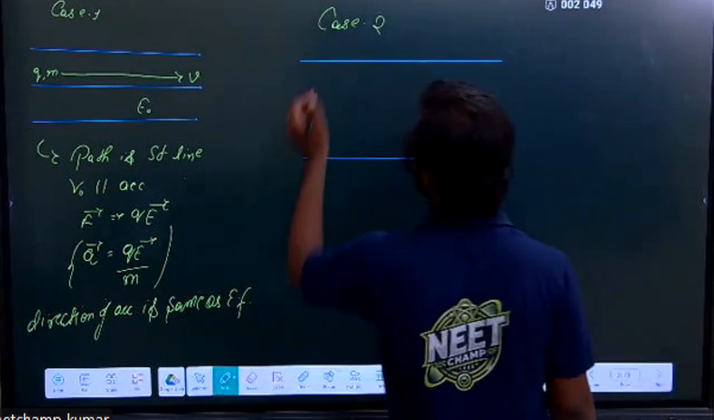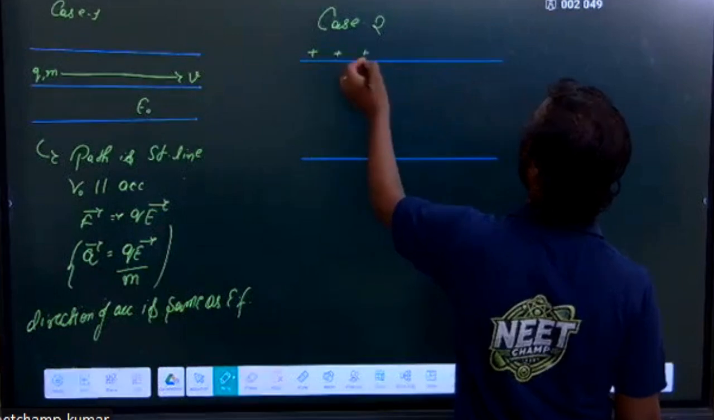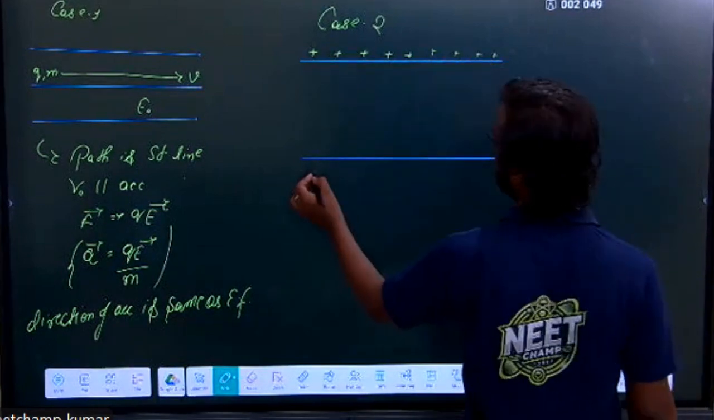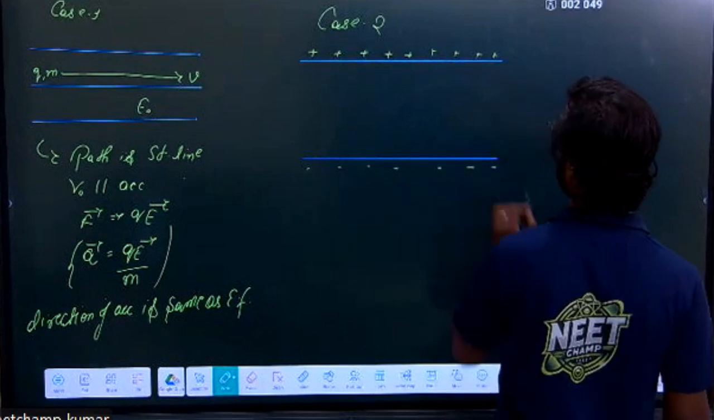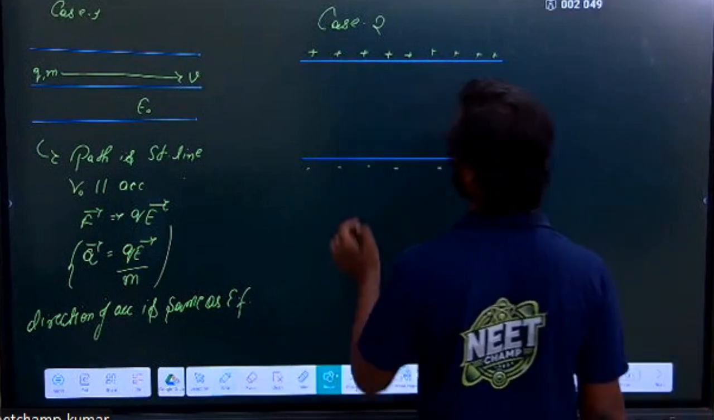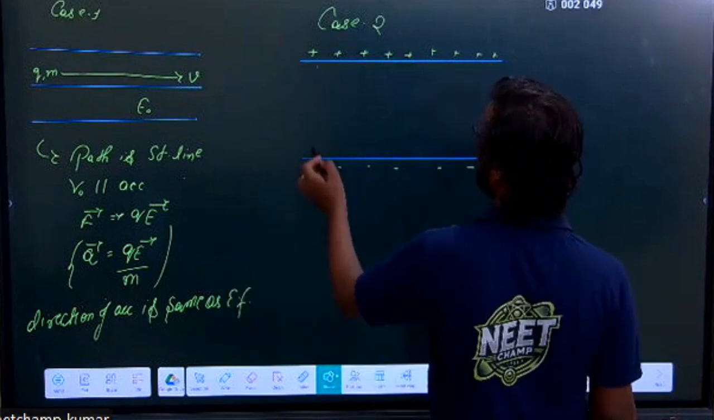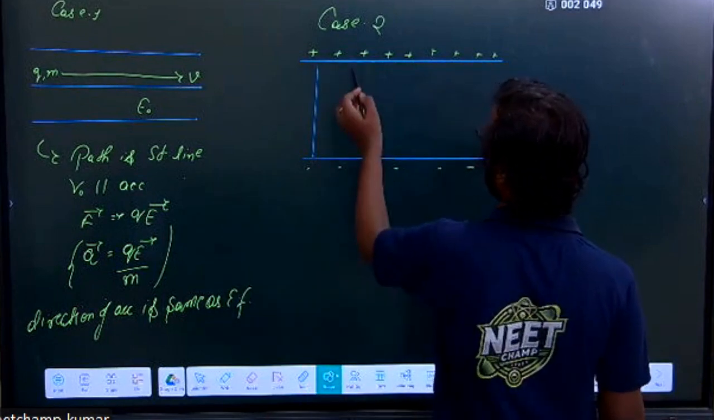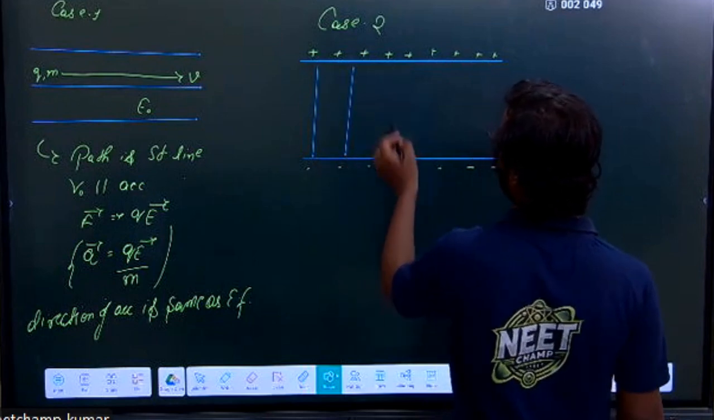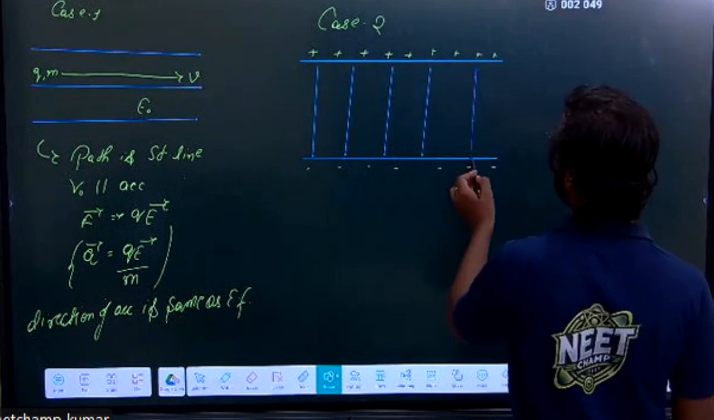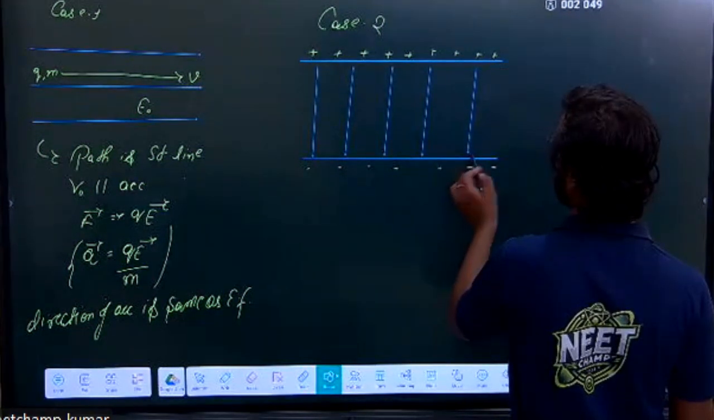Yes. Suppose this is my positive charge plate. This is a negative charge plate. So my electric field lines will be like this, from positive to negative. This is my electric field lines, right?